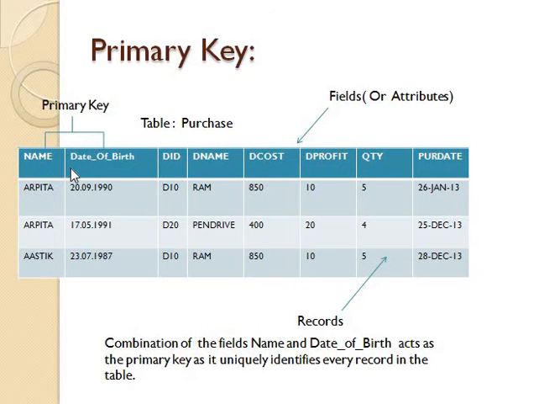Now can you identify which are the prime attributes or the prime fields in this table called purchase? The prime attributes are those attributes which are part of a primary key. Now we have two fields which are part of a primary key. Those are name and date of birth. So these two fields, that is name and date of birth, are the prime attributes.